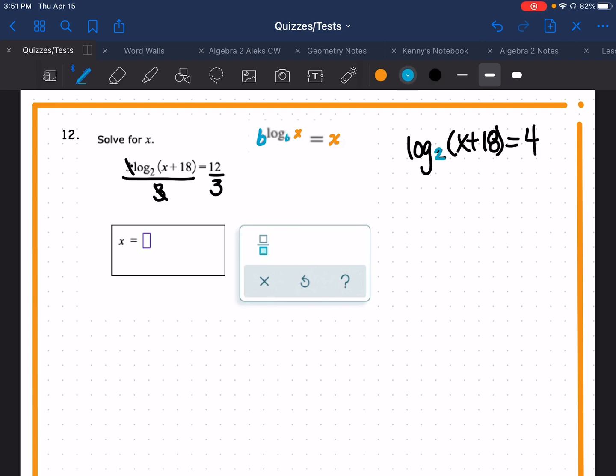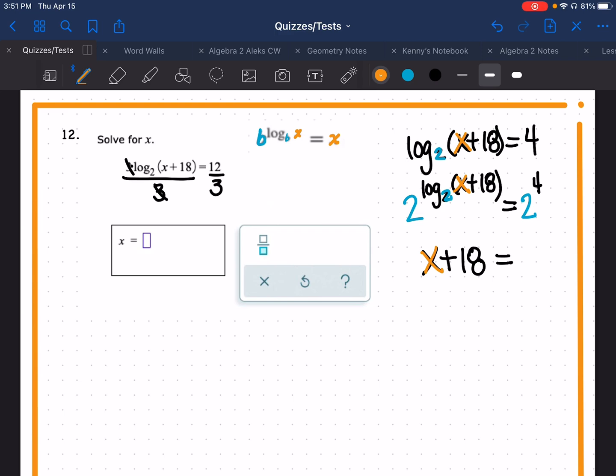I'm going to focus on my base, and I'm going to raise both sides to that power. So the log becomes my power. There we go. And I'm going to go 2 to the 4th power. Remember, you're solving for x. These two are going to undo each other because the bases are the same. Okay, so I end up with x plus 18 is equal to 2 to the 4th power.